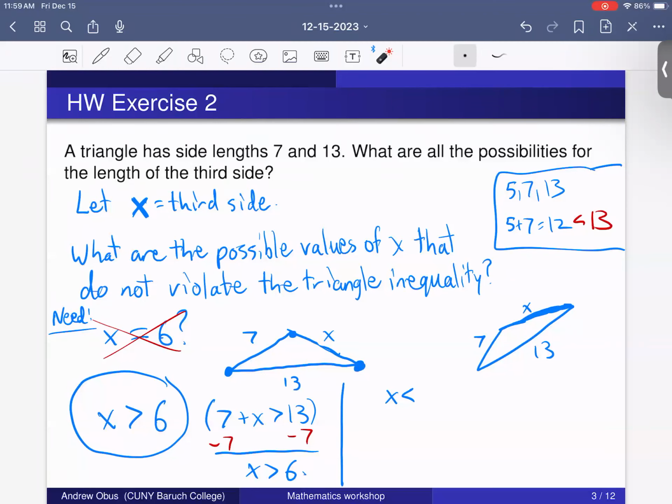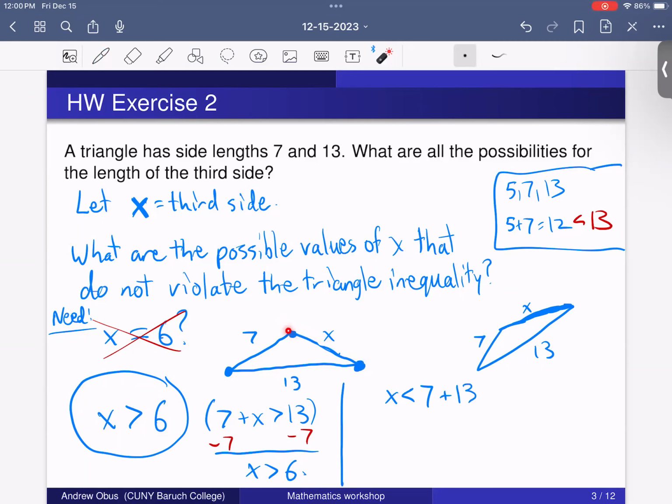If x is the shorter distance, that'll be less than 7. Well, it doesn't have to be less than 7, right? This diagram looks pretty reasonable, and this x is going to be bigger than 7. But it does have to be less than 7 plus 13, right? Because this x is the shortest distance between these 2 points.